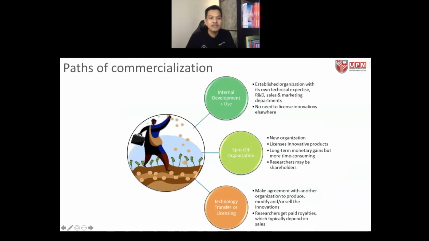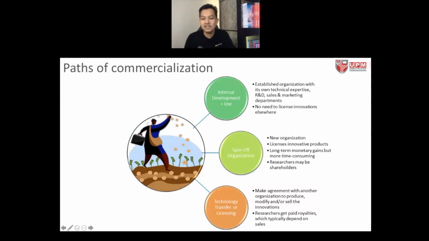So, as a summary, the path of commercialization, as we have already highlighted just now. The first one is internal development and use, where an established organization with its own technical expertise, R&D, sales and marketing departments, no need to license innovation elsewhere. They themselves will do the commercialization process and market the product by themselves, right? At the same time, the spin-off organization is a new organization that licenses innovative products, with long-term monetary gains, but it is more time-consuming, right?